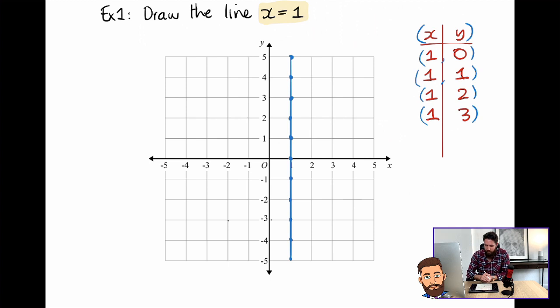Okay, so let's have a look at some more examples and see if we can see a pattern without having to consistently draw this.